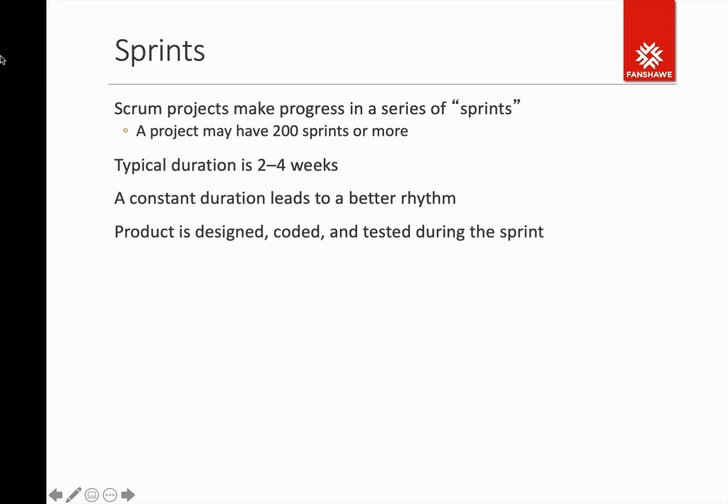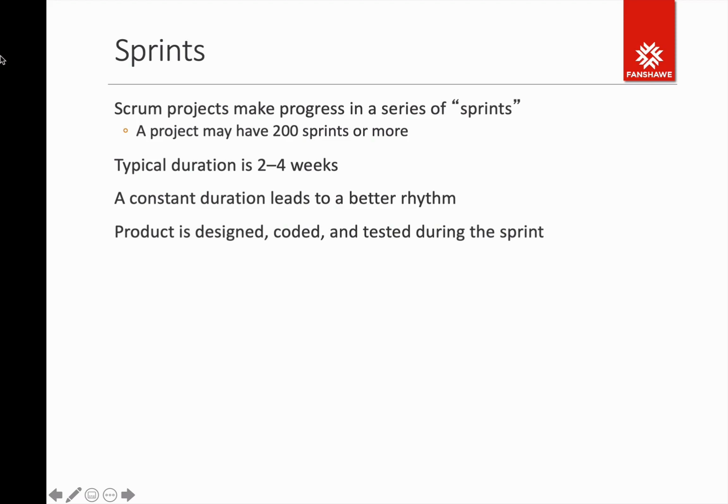So to recap, Scrum projects are done in a series of sprints. They're 2 to 4 weeks in length, but typically 2 weeks is kind of the standard in the industry. They are fixed. So if you start a project using Scrum and you're using 2-week sprints, you would usually use 2-week sprints for the entire project. You want to be able to maintain that constant duration. It makes it easier on everybody.